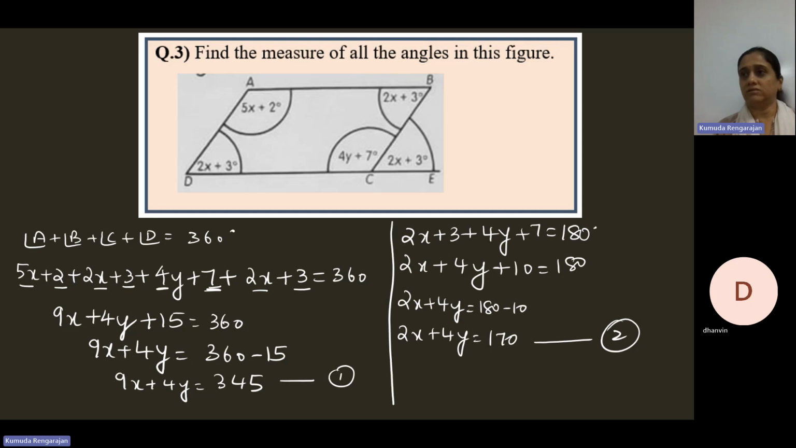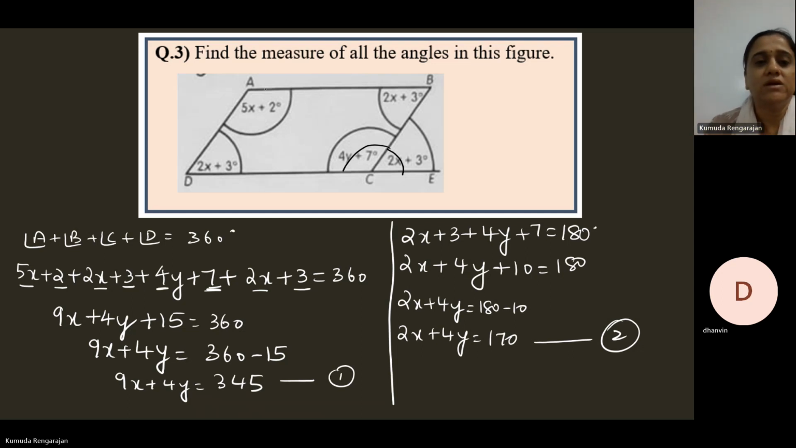So now how to find the angles? The first thing is add all the angles, it's equal to 360. But when you do that, you get 9x plus 4y is equal to 345. You're not able to find the value of x or y, because you have both x and y in the equation. So you stop there. Then what's the other equation you frame? 2x plus 3 plus 4y plus 7 is equal to 180, linear pair.